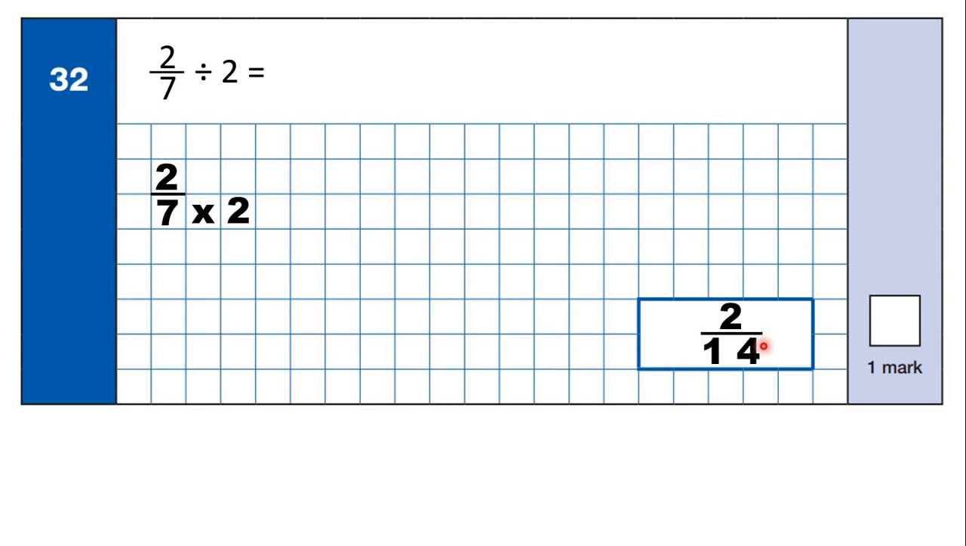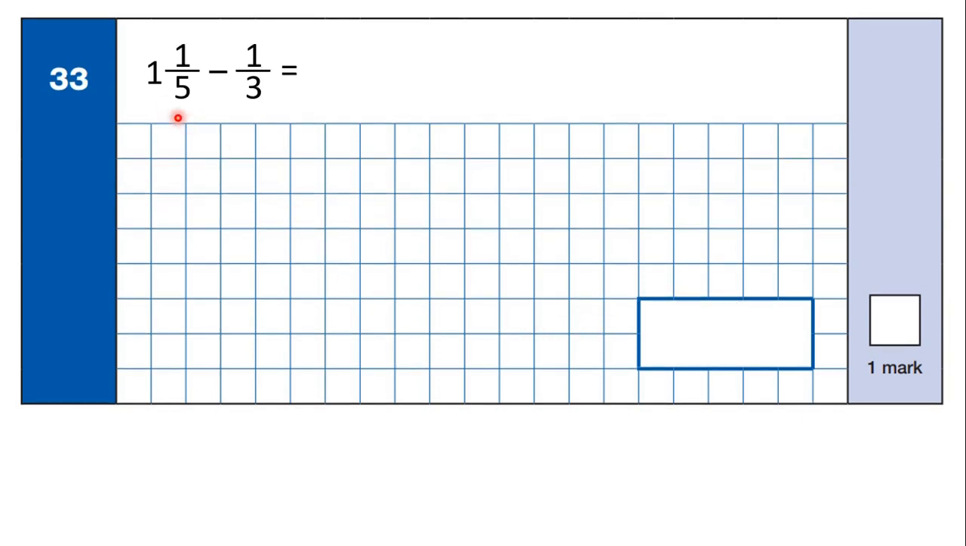Now we could simplify that to 1 over 7, but for this arithmetic paper, to get the mark, we don't need to simplify the fraction, so we can just move on to the next question.